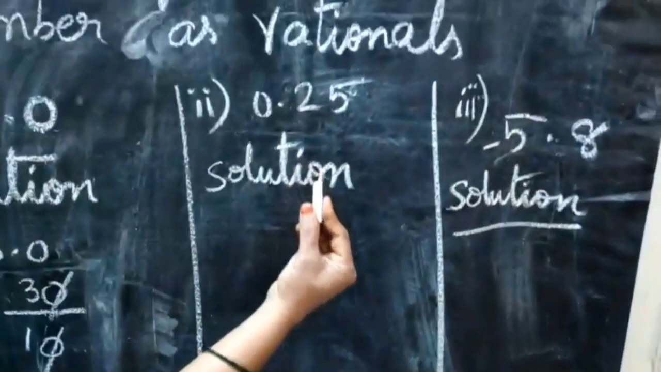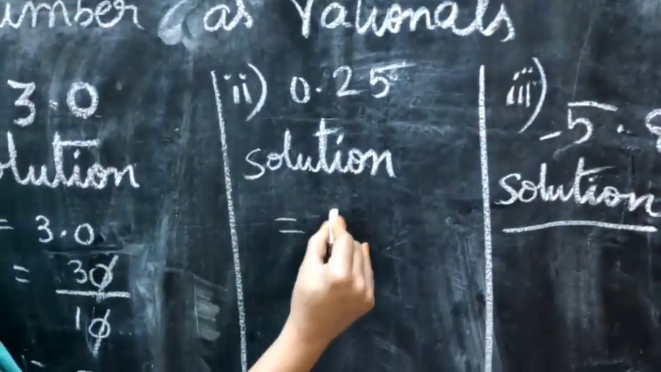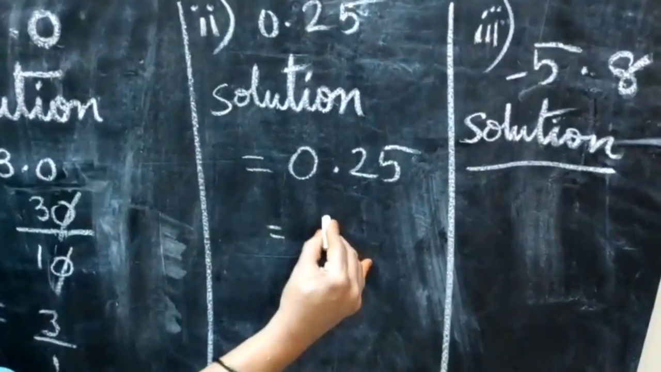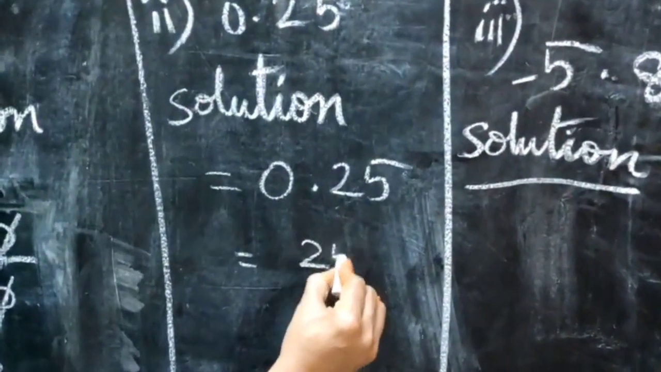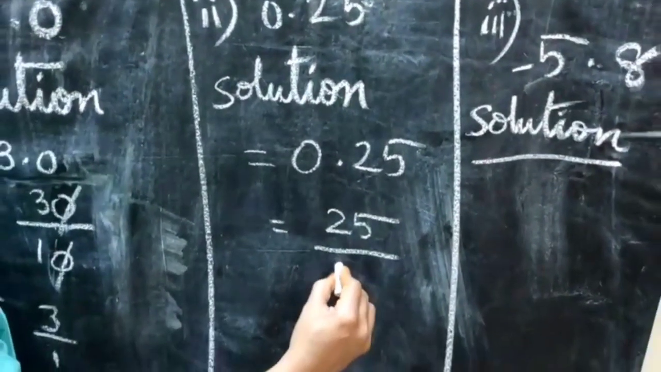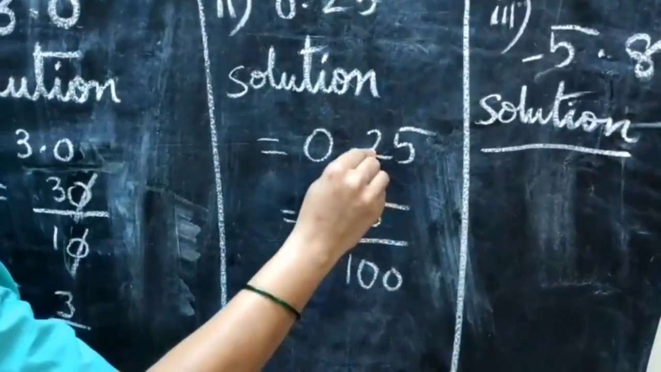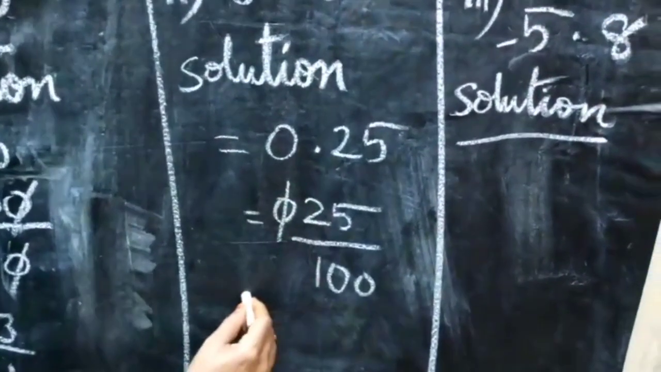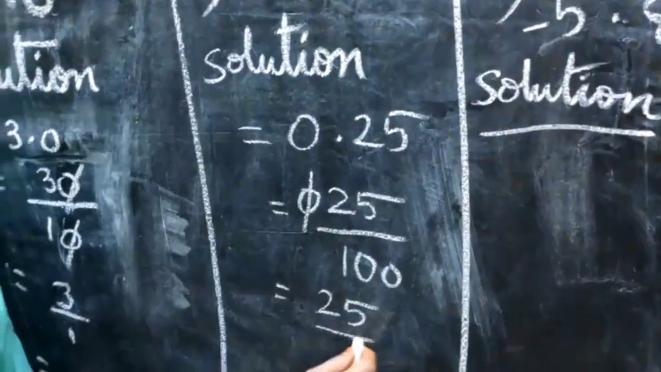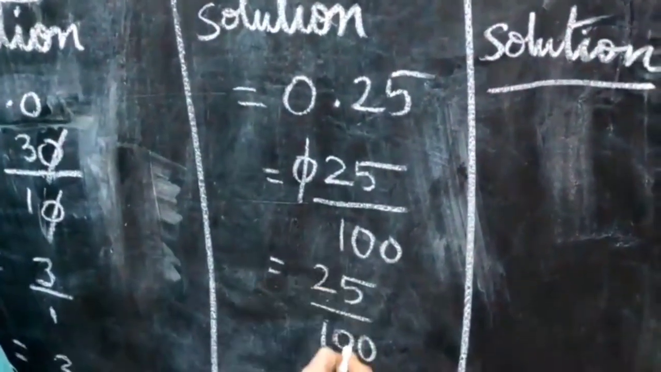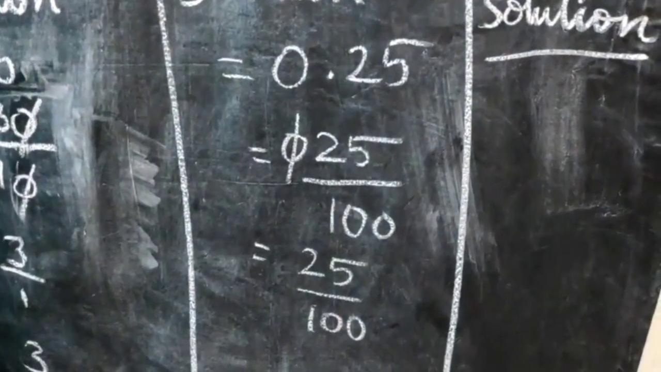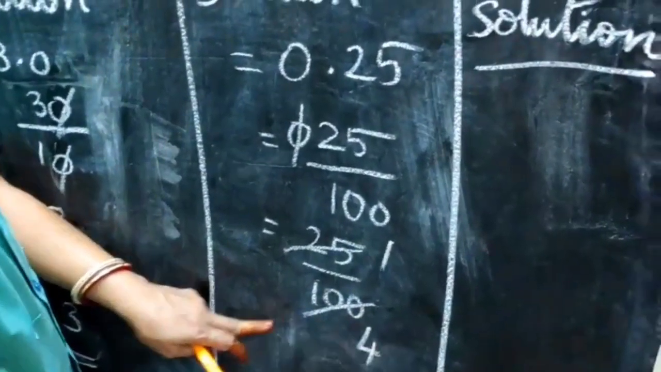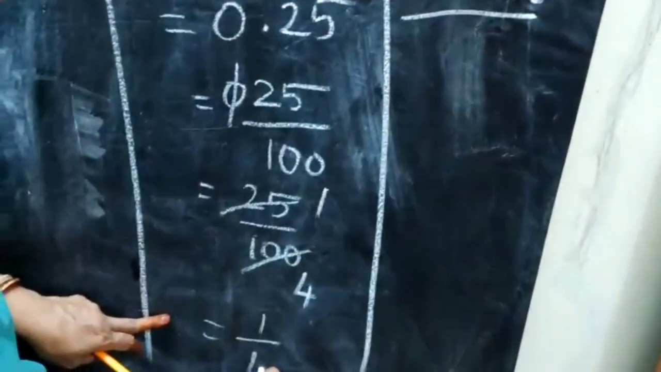Next sum, 0.25. Write the question again. 0.25. After the point, how many numbers are there? Two numbers. So remove the decimal point and write the number 25 by 100. First one number is 10, second number is 100. Strike out the 0s. You write the answer as 25 by 100. So these two numbers are possible in which table? The 25 table is possible. 1 25 is 25. 4 25s are 100. 1 by 4 is the answer.